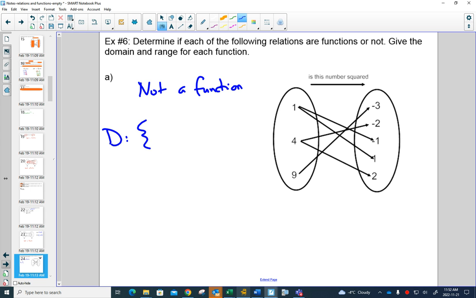What would the domain be? 1, 4, 9. And negative 3, negative 2, negative 1, 1, 2.